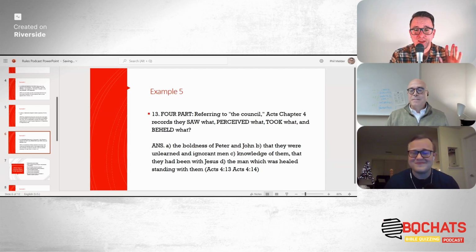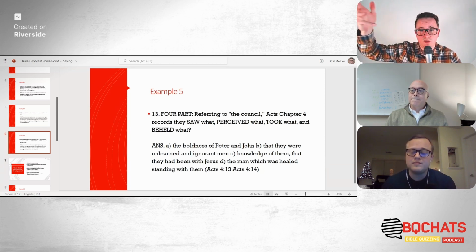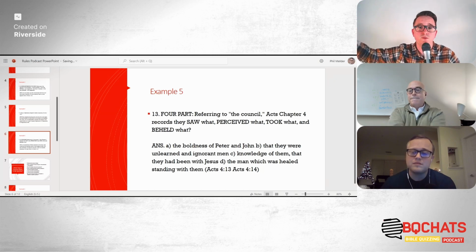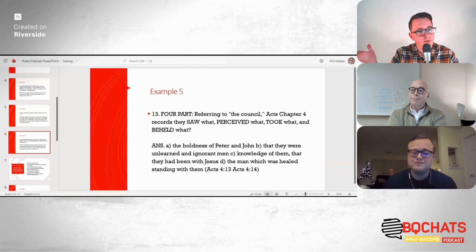All right, so this next example is an example of a faulty question or a mislabeled question. This is labeled as a 4-part, and it says, referring to the council, Acts chapter 4 records they saw what, perceived what, took what, and beheld what. Now, you could argue it's flowing through these 2 verses, from they saw what, to perceived what, to took what, to beheld what. So it seems like it's seamlessly flowing. So why can't this just be a 4-part question?